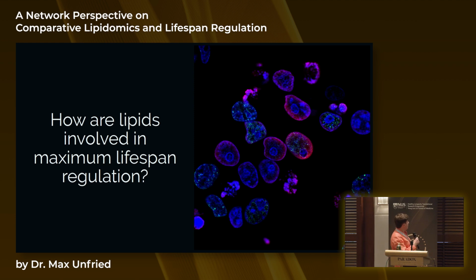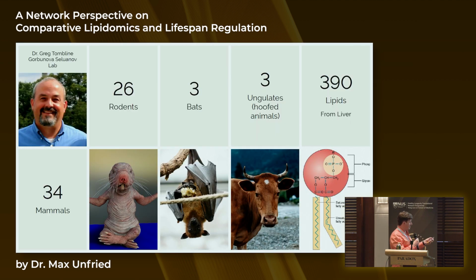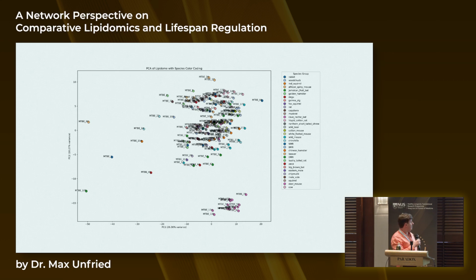But what I'm asking now is, how are lipids involved in maximum lifespan regulation? And I think when I started working in aging on lipids through my PhD, this data set didn't even exist. So it's really cool that lipids are getting more interest from people. That's a data set that I get from Vera Gorbunova's group, and Craig has been collecting it. It's a data set of 34 different mammals, mostly rodents, some bats, some hoofed animals, and in total they have 390 lipids of very high quality. So it's this idea of comparative lipidomics.